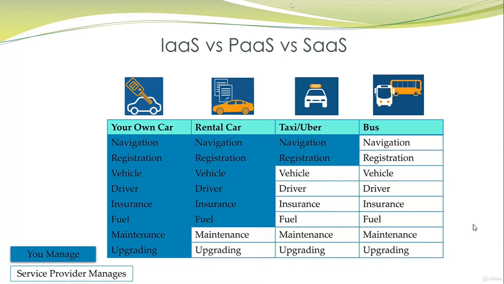IaaS is similar to renting a car. When you rent a car, you choose what to do with it. However, the car does not belong to you. And if you feel like an upgrade or change of car, you can do so very easily. PaaS is like taking a taxi or Uber drive. You don't drive the vehicle yourself, but you still need to navigate and instruct the driver what to do. SaaS is like taking a bus. Buses have assigned routes, and all you have to do is hop in and take a ride, knowing that you will reach your final destination because the driver knows what to do.